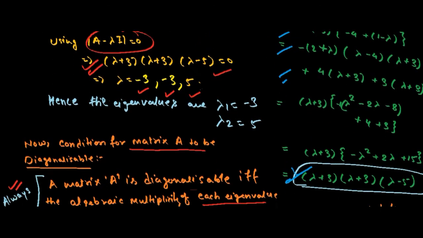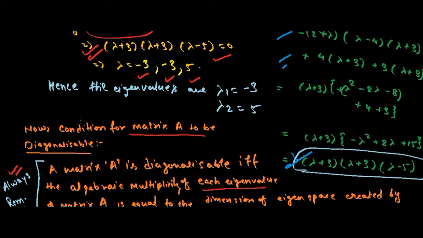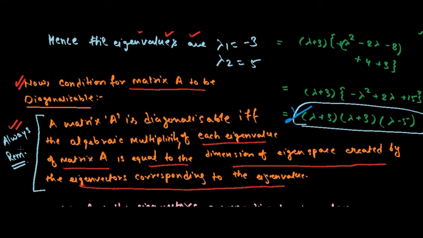The next thing you need to do is look at this condition. You should always remember this condition; it is very important. Whenever you are solving a diagonalization question, or a question involving a similarity transformation related to diagonalization, you have to make sure that the algebraic multiplicity of each eigenvalue is equal to the dimension of the eigenspace created by the eigenvectors corresponding to the eigenvalue.